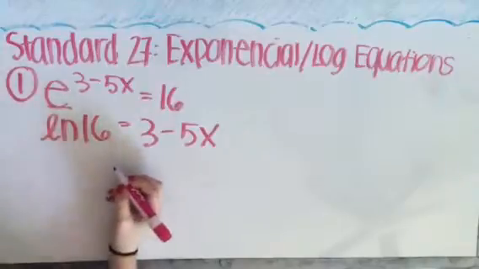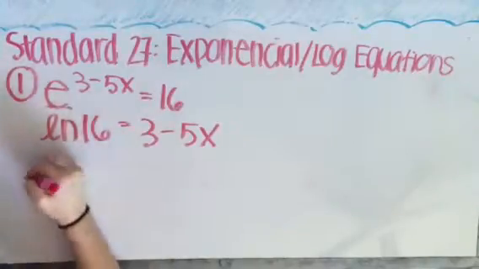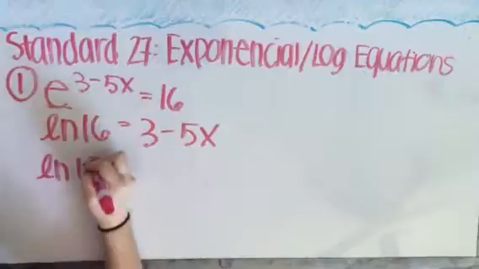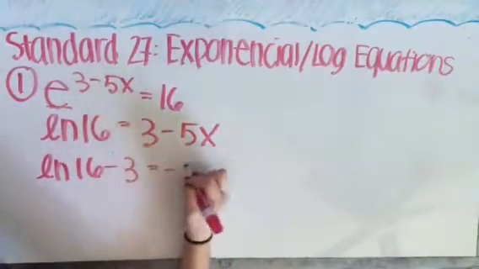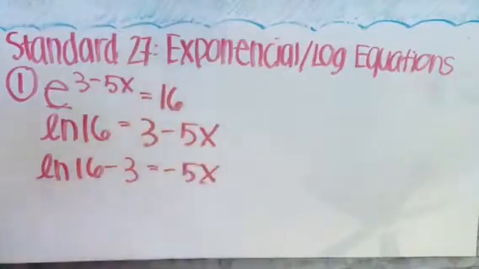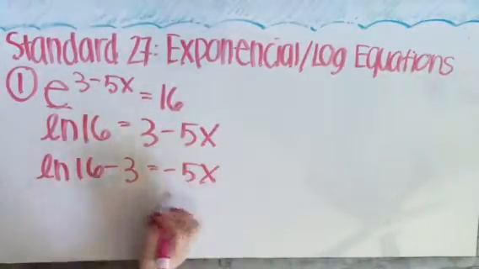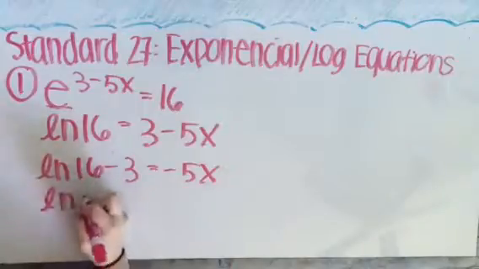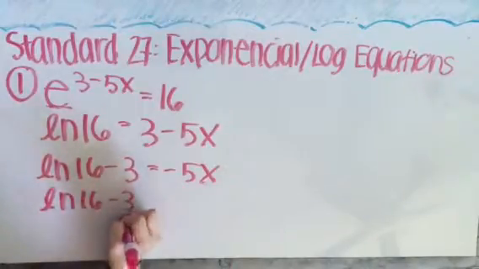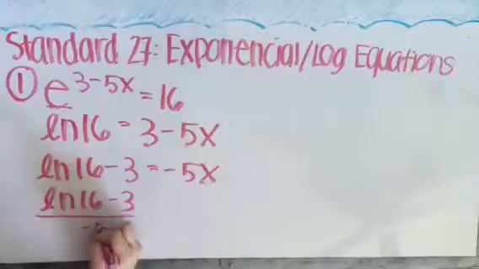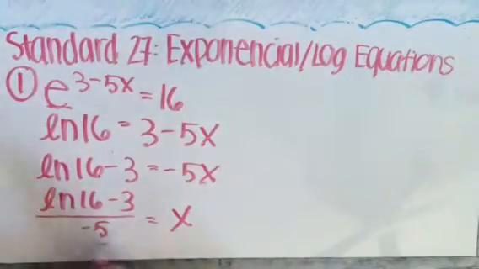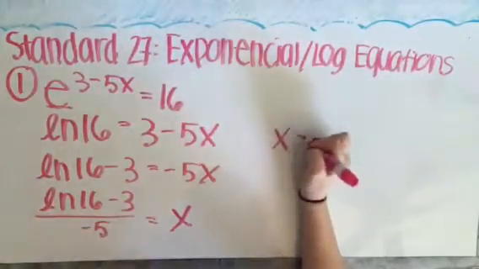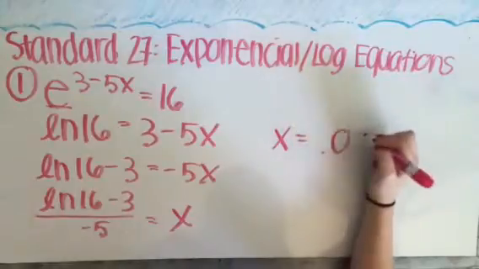And then we can do natural log of 16 minus 3, subtracting it from this side, which would equal negative 5x. Once we divide by negative 5, we have natural log 16 minus 3 divided by negative 5, which equals x. Then you plug all of this into your calculator, and for a final answer, you get x equals 0.0455.